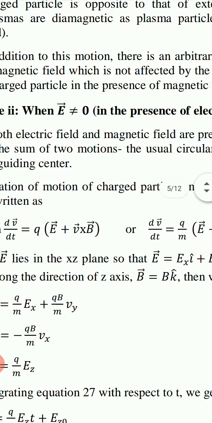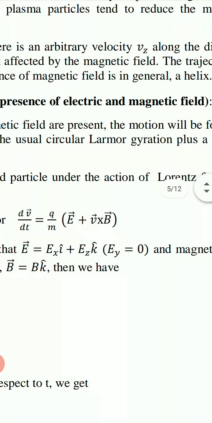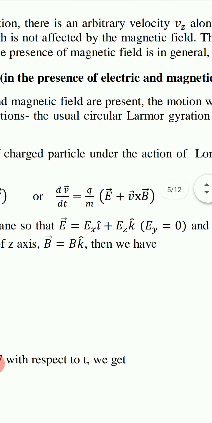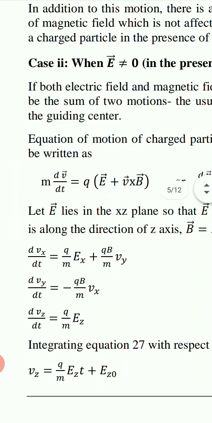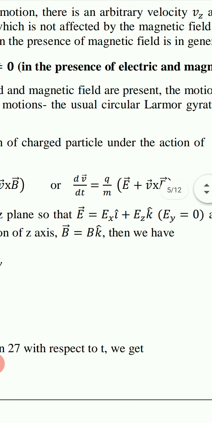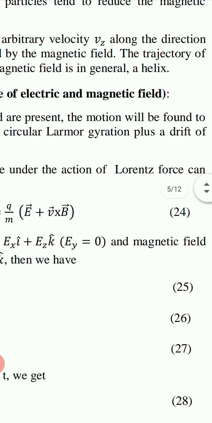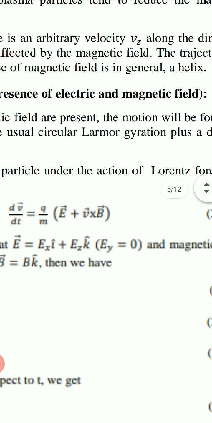In addition to this motion, there is an arbitrary velocity Vz along the direction of the magnetic field, which is not affected by the magnetic field. The trajectory of a charged particle in the presence of a magnetic field is in general a helix. A helix is a circular motion, and the charged particle moves in circular motion and also moves in the z direction, also in the direction of the magnetic field. So the trajectory of the charged particle will be in general a helix.